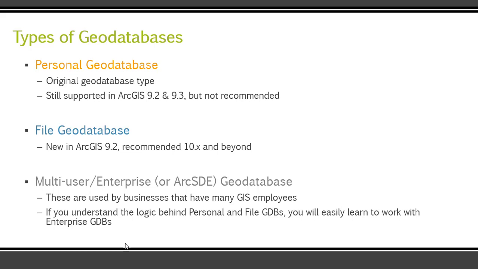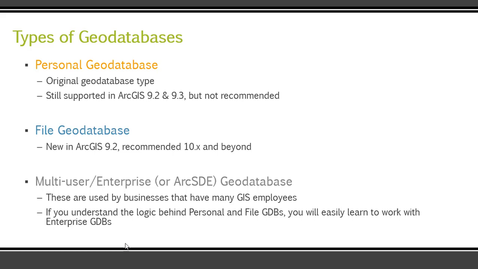The personal geodatabase was the original geodatabase type. It was what came out in the year 2000. It was when ArcGIS and ArcMap 9.1 came out that the personal geodatabase was released. It is still supported, but it is not necessarily recommended that you create these anymore. Next in generation is our file geodatabase. It came out around ArcGIS 9.2 and is still fully supported, and it is the type of geodatabase that we will be working with.